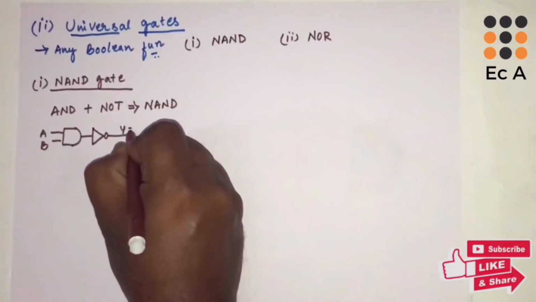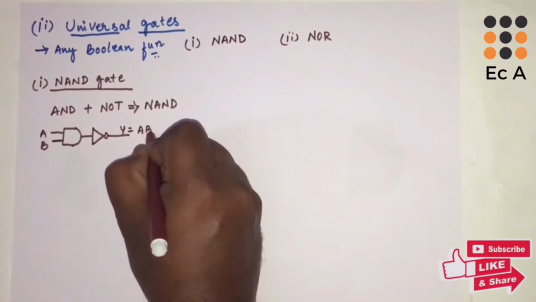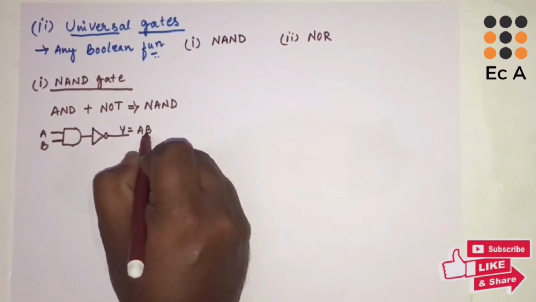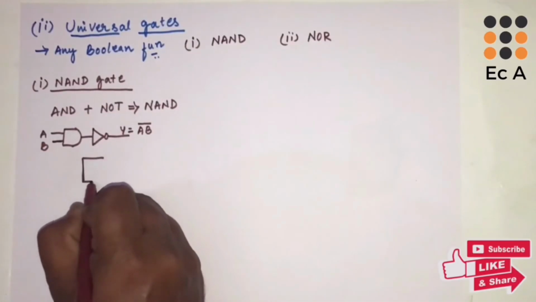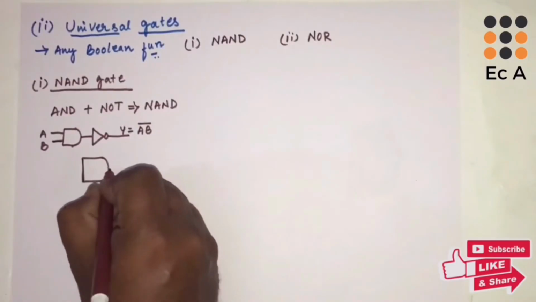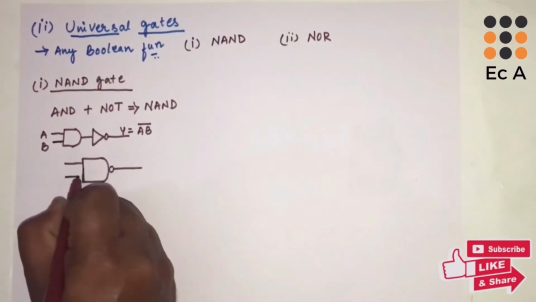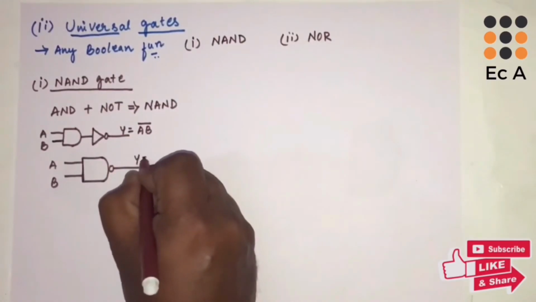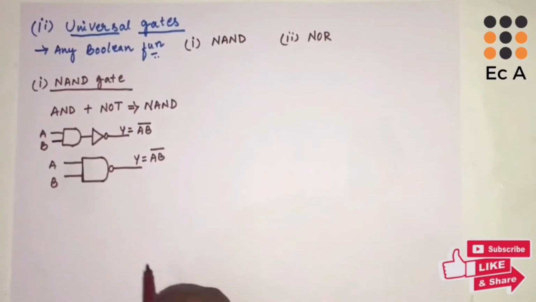So Y will be equal to the AND gate output, A dot B, and due to the NOT gate we will get the output as A dot B whole bar. This is the symbol of the NAND gate. Draw an AND gate and at the output put a bubble. It has two inputs A, B and one output Y equal to (A dot B) bar. So the complement of the AND gate is the NAND gate.